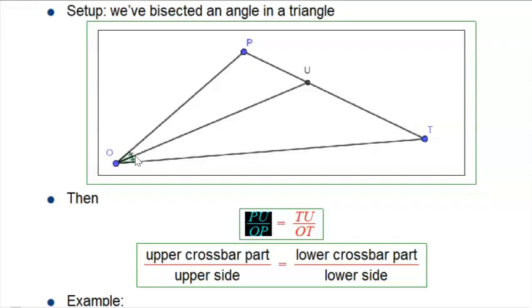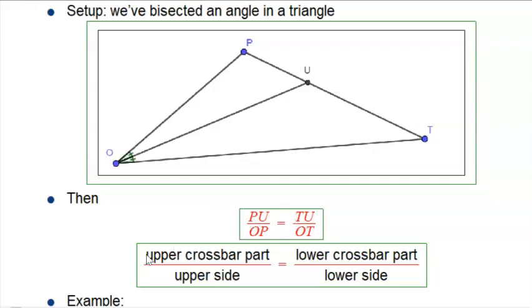PU over OP is a rough measure of how big this angle POU is, because it's telling me how far I've gotten away from the OP line as a proportion of how far I've gone in the direction of OP. Similarly, TU over OT is a measure of how far I've gone away from the OT line, again in a kind of funky slanty way. But it turns out, as long as I use the same slanty line to do those measurements, then those ratios are going to be equal.